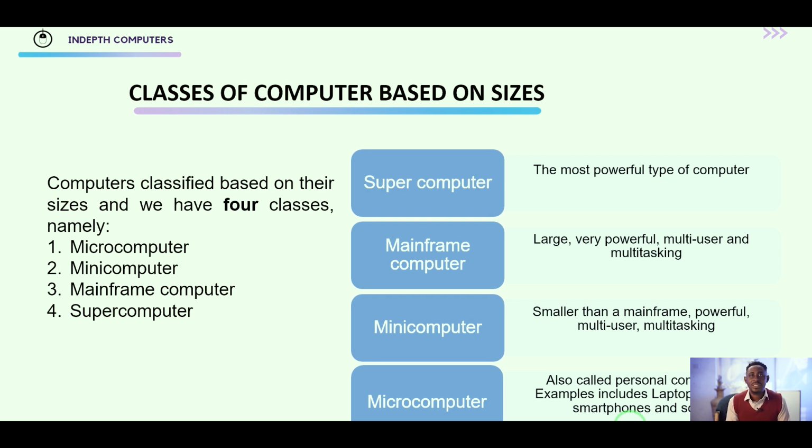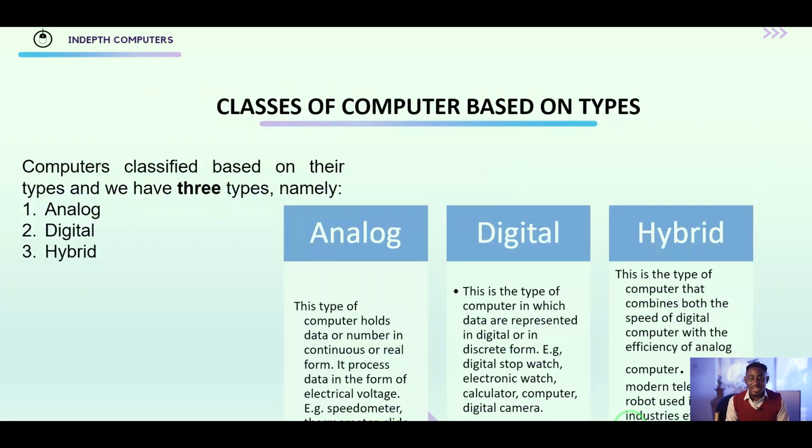We have many computers, but we have microcomputers. Now, I'm going to dwell on microcomputers because these are the type of computers that we use today. Microcomputers are also called personal computers. Examples of microcomputers include the laptop, the desktop, the tower, the smartphones, the iPad, and all of that. All of these are microcomputers. They are computers that we use for our daily activities. These are computers that we see every day. They are the computers we use for typing, for playing games, for listening to music and all.